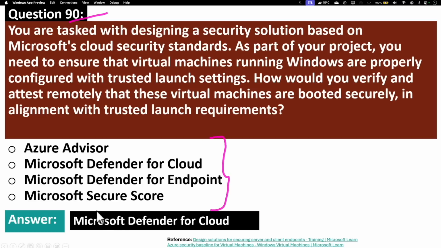The correct answer is Microsoft Defender for Cloud. You can refer to question number 13 for further details. There I explained what Microsoft Defender for Cloud is in detail. Trusted Launch is integrated with Defender for Cloud to ensure that virtual machines are properly configured by remotely attesting that the virtual machine is booted in a healthy way.